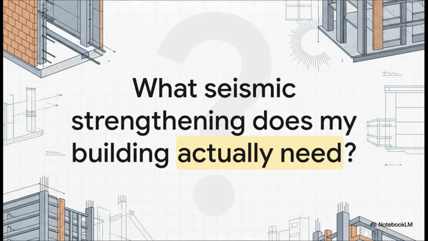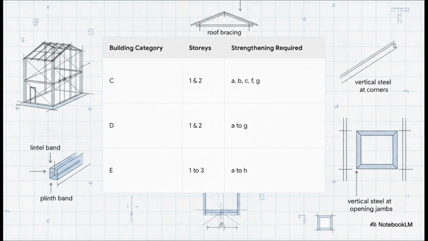So beyond just dealing with openings, the code requires an entire system of strengthening elements, that hidden skeleton we were talking about. But the amount of reinforcement isn't the same for every building. It depends completely on the building's seismic risk category. So how does a builder on site know exactly what they need to do for their specific project? The answer is Table 5. This is the definitive checklist.